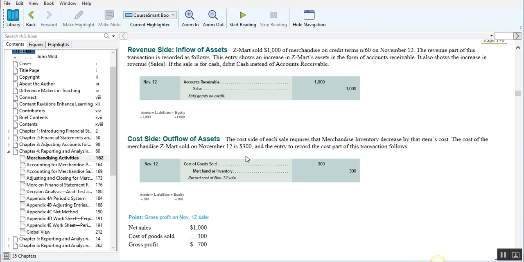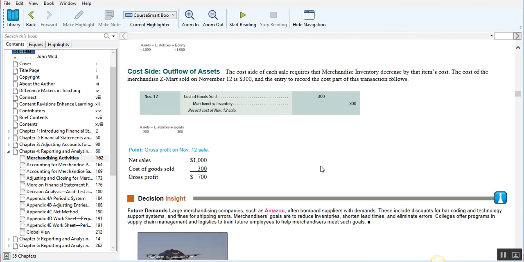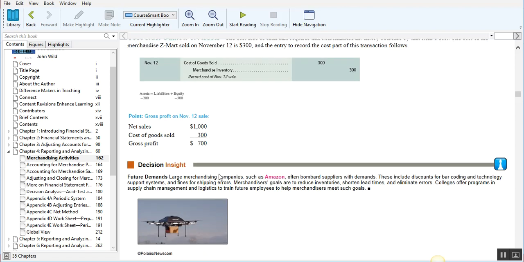We need to recognize that by selling these goods, we've moved them out of merchandise inventory and into cost of goods sold. So for the cost side of this, which is what they show here, we're going to take the cost of this merchandise out of merchandise inventory as a credit, and we're going to debit that same amount to cost of goods sold to show how much the cost was related to that sale. In this way, we can look at any transaction and see exactly what our gross profit is on that transaction.